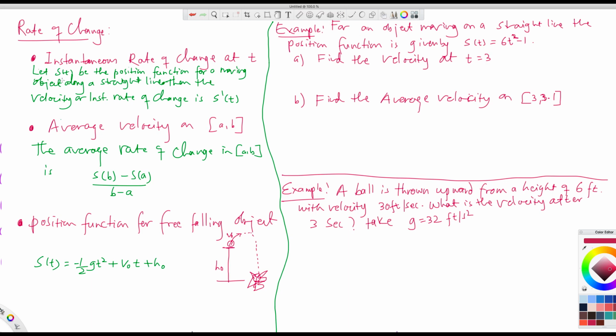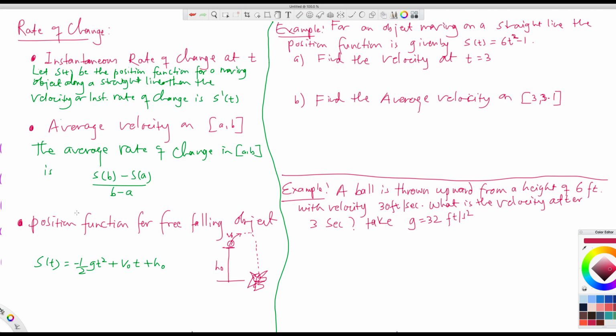Okay, so let us look at this first formula or the first fact. Instantaneous rate of change, in other words, we call velocity at time t. Let s(t) be the position function for a moving object along a straight line. Then the velocity or instantaneous rate of change is s prime of t. If you find the derivative of that position function, that will give you the velocity function at any time t, okay? Also, the average velocity in an interval a comma b, we also call average rate of change, is given by s(b) minus s(a) divided by b minus a. That is the formula we use, okay?